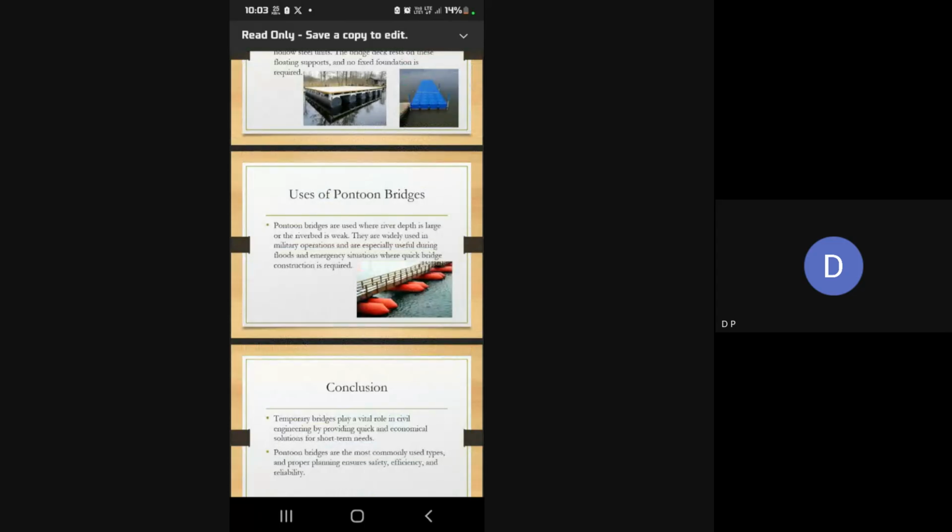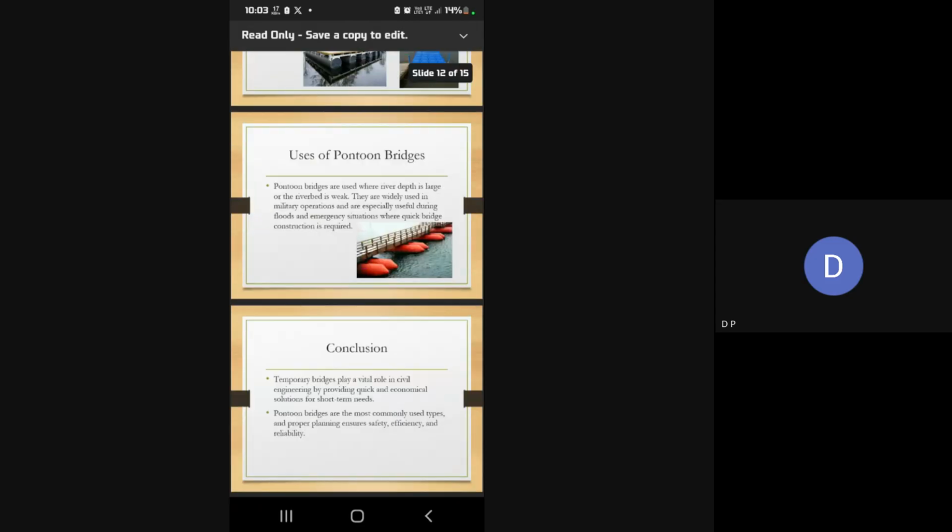They are widely used in military operations and are especially useful during floods or emergency situations where quick bridge construction is required. Conclusion: temporary bridges play a vital role in civil engineering by providing a quick and economical solution for short-term needs. Pontoon bridges are the most commonly used types, and proper planning ensures safety, efficiency, and reliability. Thank you.